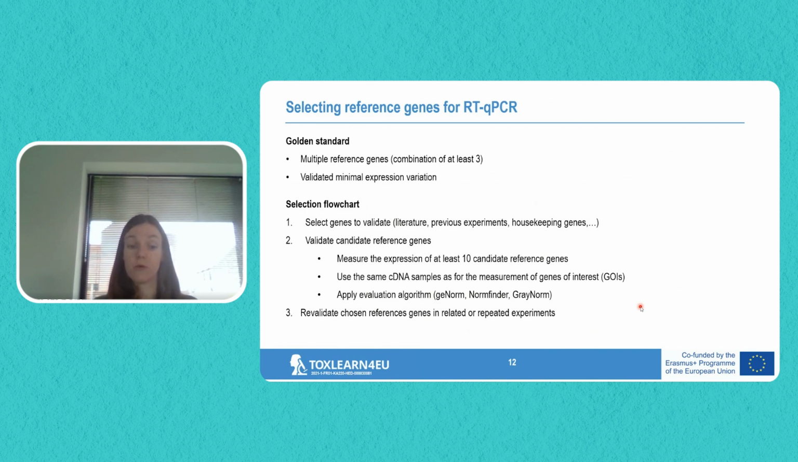And then the last thing that you need to do is also you need to revalidate the chosen reference genes in related or repeated experiments. So if you have performed one experiment and found a set of 3 or 4 reference genes to be suited for normalizing that specific qPCR experiment, when you repeat this experiment, you will need to again validate that these genes show a stable expression across their experimental conditions. Often this will be the case, but it's very important to always validate this again.